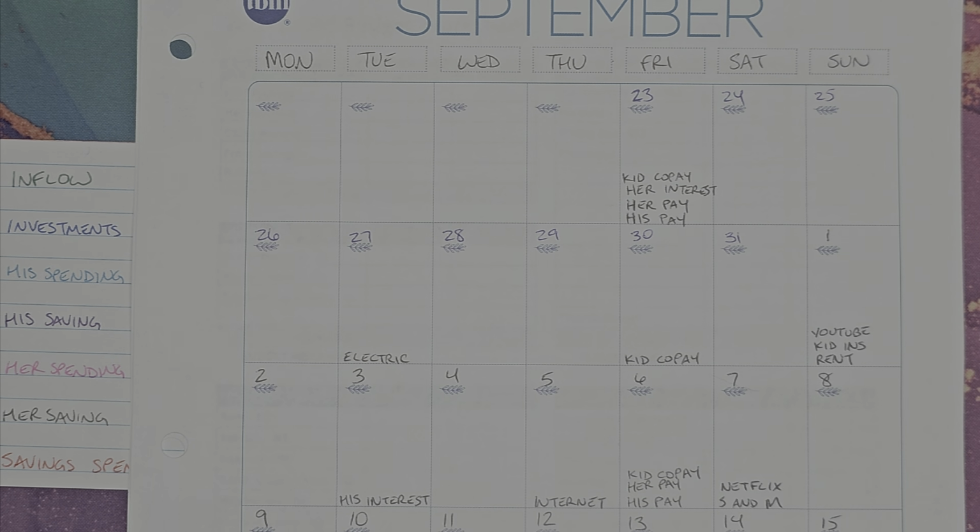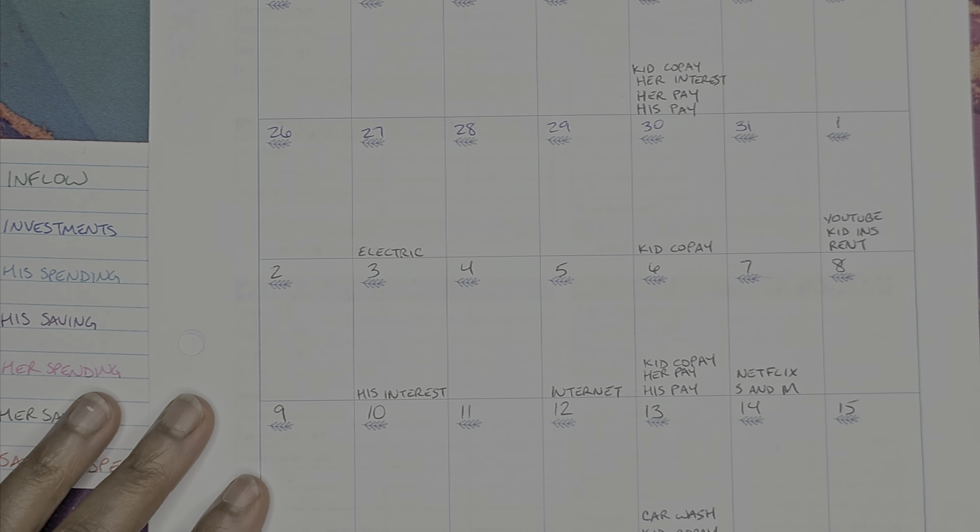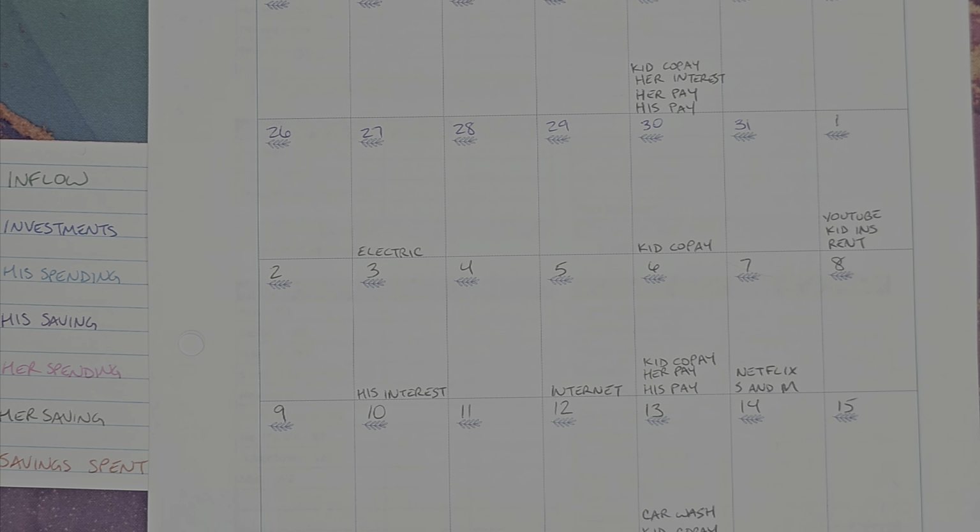Okay, so let us get to color coding. So as you can see from the little cheat sheet, inflow is going to be green.